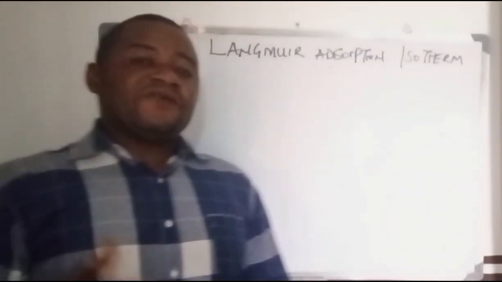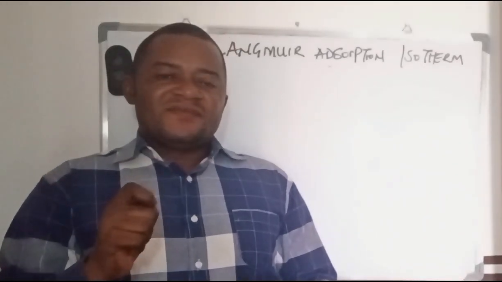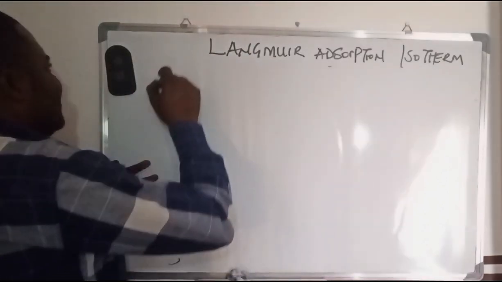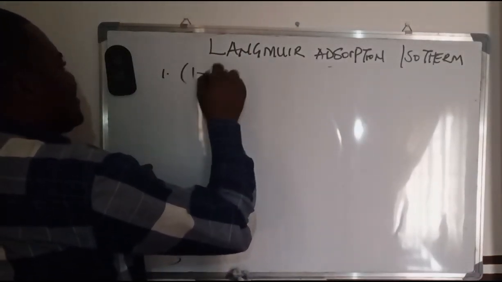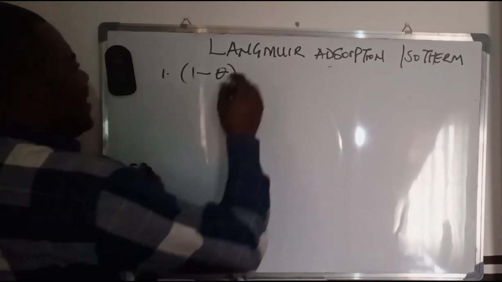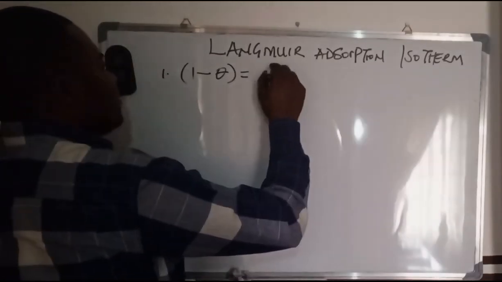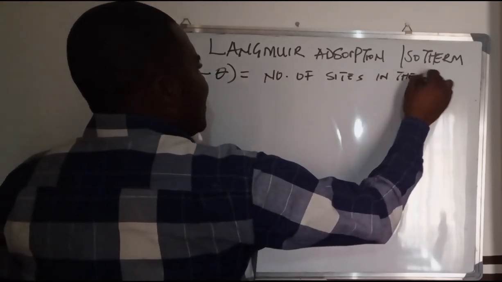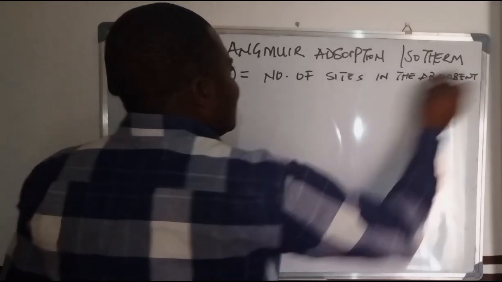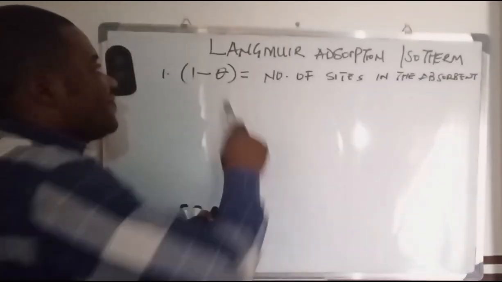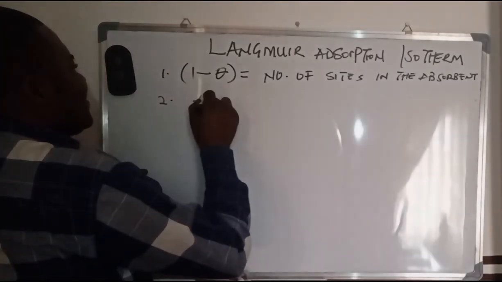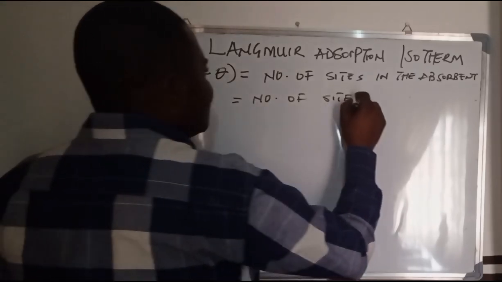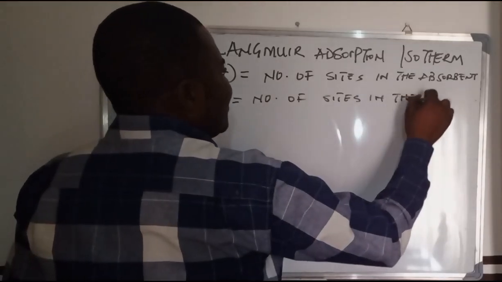But before we derive it, it's important to know some specific parameters we must have in mind before we derive the Langmuir equation. One is 1 minus theta, and this parameter explains the number of vacant sites on the adsorbent. The second thing you have to know is this theta sign, which is simply the number of occupied sites on the adsorbent.